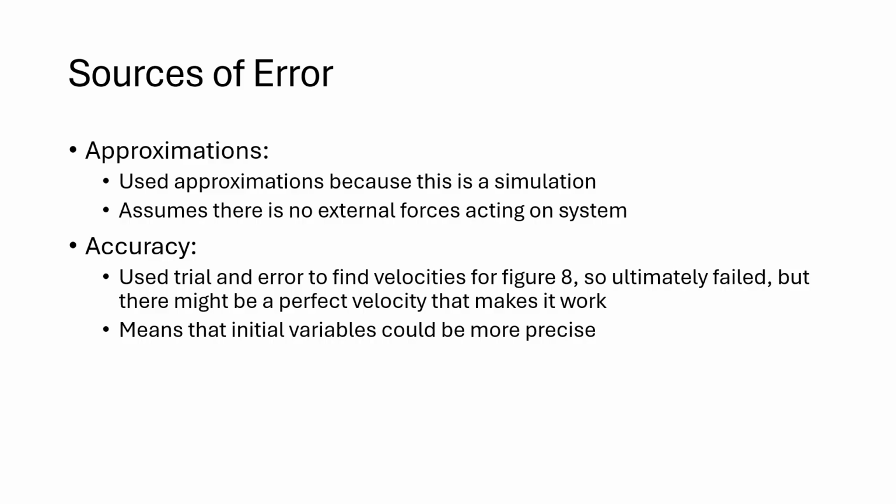And for accuracy, we used trial and error to find the velocities for the figure-8, but we couldn't. So there might be a perfect velocity that could work, but I was unable to find it, and that means the initial variables could have been more precise for this experiment.